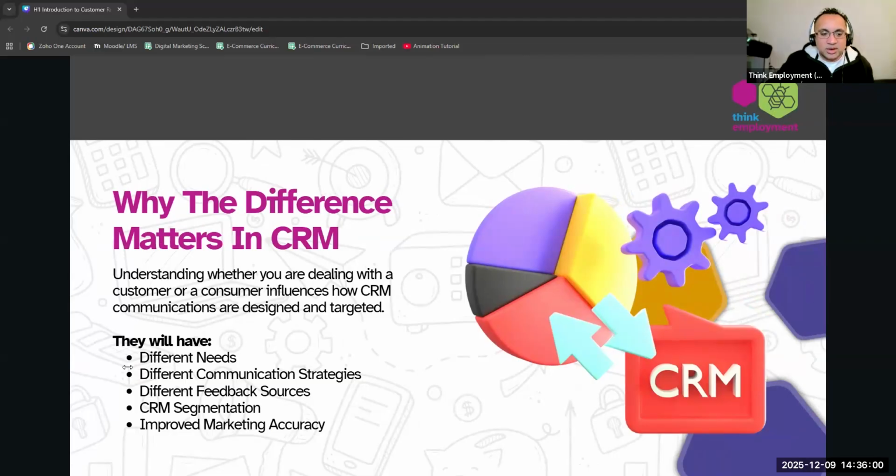Because each of them will have different needs, different communication strategies, and different feedback sources. CRM segmentation and improved marketing accuracy. So let me explain. A customer wants value. Like if you're a customer, you want a discount or something like that. A consumer wants usability and enjoyment.